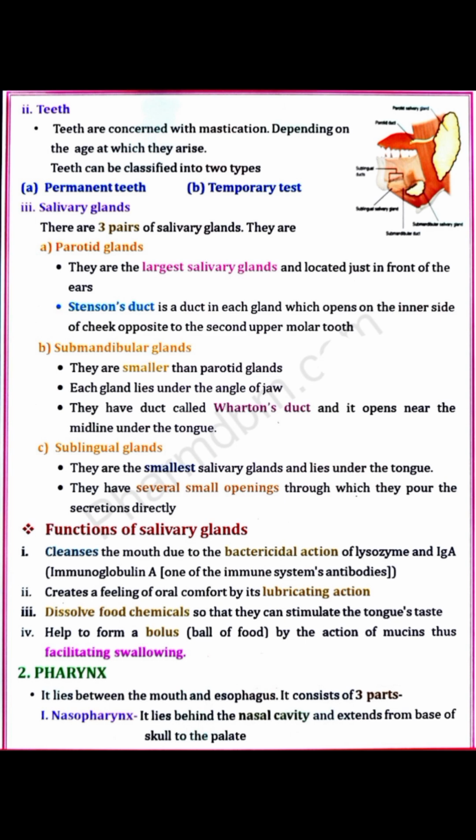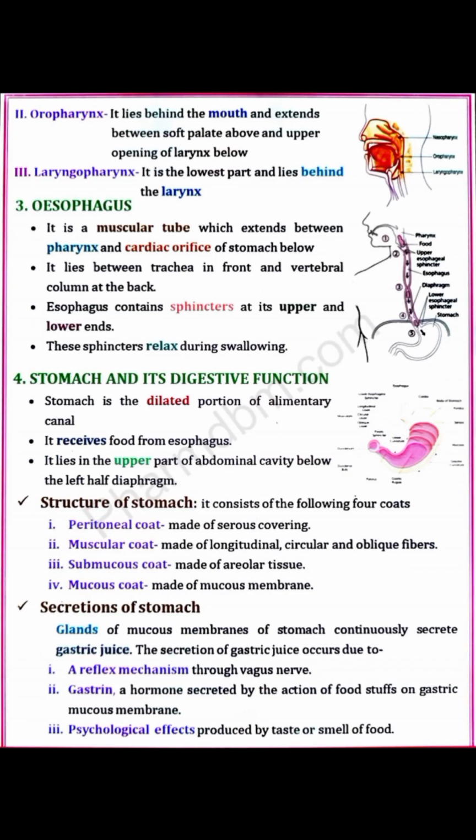Second part, pharynx. It lies between the mouth and the esophagus. It consists of 3 parts. Nasopharynx. It lies behind the nasal cavity and extends from the base of the skull to the palate. Next part, oropharynx. It lies behind the mouth and extends between soft palate above and upper opening of the larynx below. Third one, laryngopharynx. It is the lowest part and lies behind the larynx.